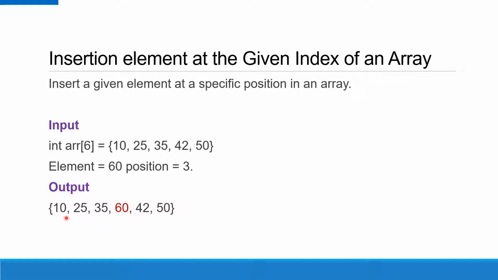See, 10, 25, 35, 60, 42 and 50. Index starts with 0. So 0, 1, 2, 3. At third position I got 60 now. So this is the process I have to carry out, which means I have to shift the values to the right and create an empty space and then insert the new value in that position. That is the procedure I need to follow while inserting any given element in a specific position of an array.